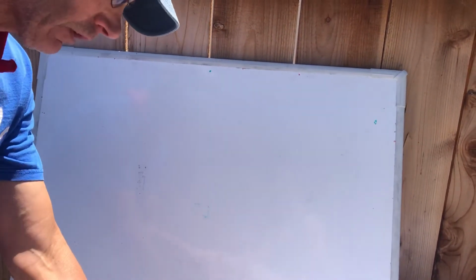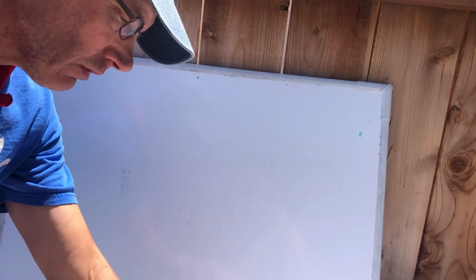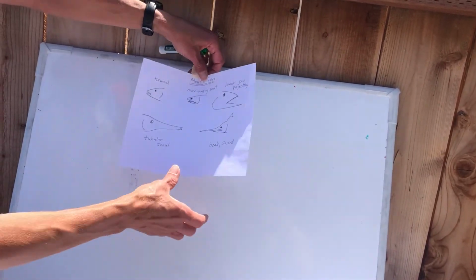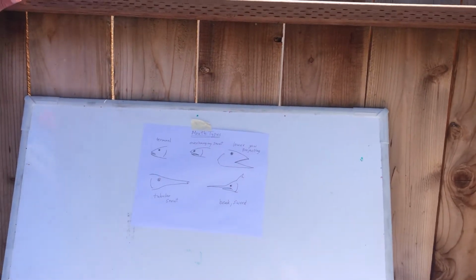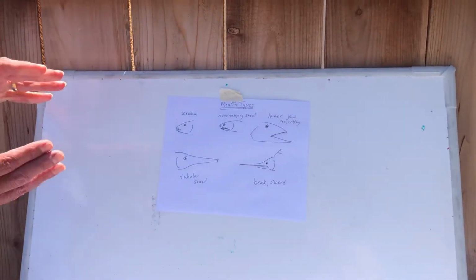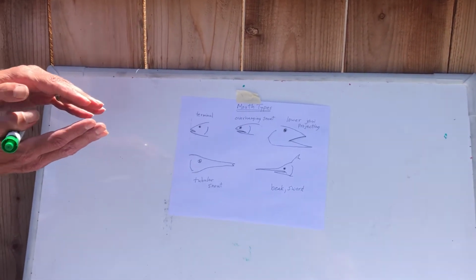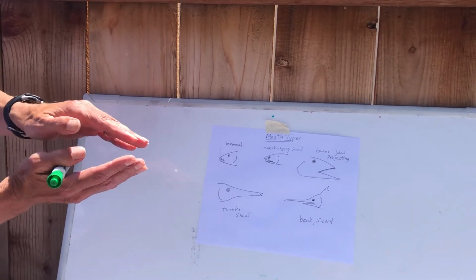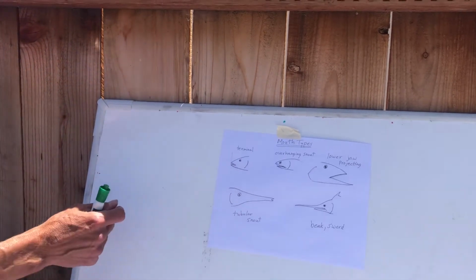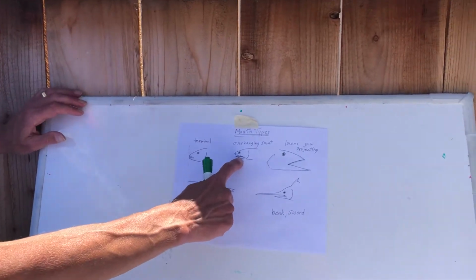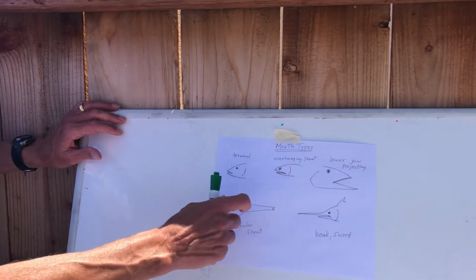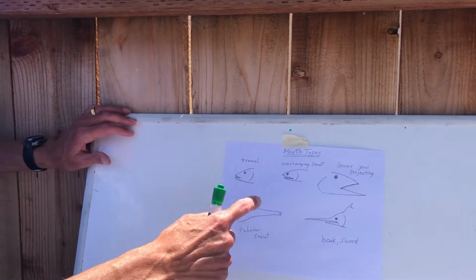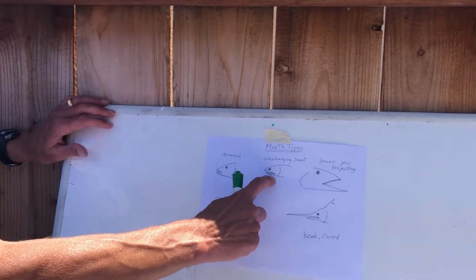Okay. And we have mouth types. And we're going to go with 5 mouth types for our class. And we'll start with terminal. Terminal just means that the mouth, the upper and lower jaw both end at the end of the head. They're both sort of lining up like that. Versus something like the overhanging snout. This would be like an anchovy where the snout overhangs the lower jaw like that.